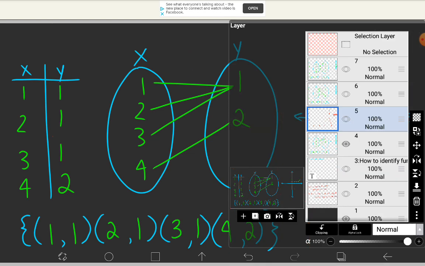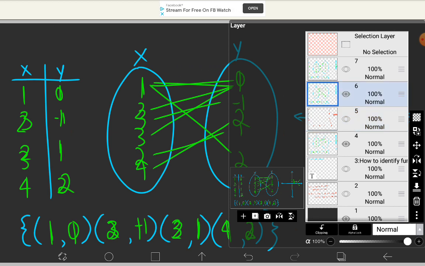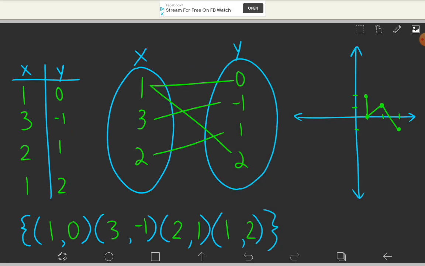Alright, next example. So here, looking at the table, when x equals 1, y equals 0. When x equals 3, y equals negative 1. When x equals 2, y equals 1. And when x equals 1, y equals negative 2. And we can see that x does repeat. So this is not a function.